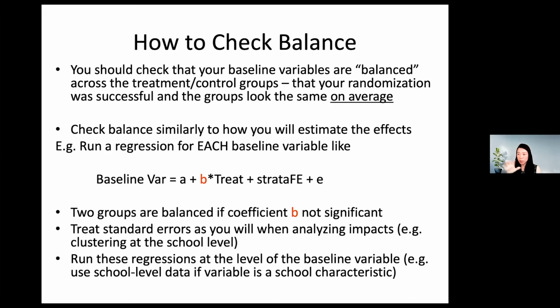So all the students in one school either all get eyeglasses or none of them get glasses. Then you want to use the data you collected at baseline. For each baseline variable, you want to make sure they are balanced. When you run a regression like this, the outcome variable is the baseline outcome, for example, the test score. You want to make sure the treatment group and the control group have the same baseline test score.